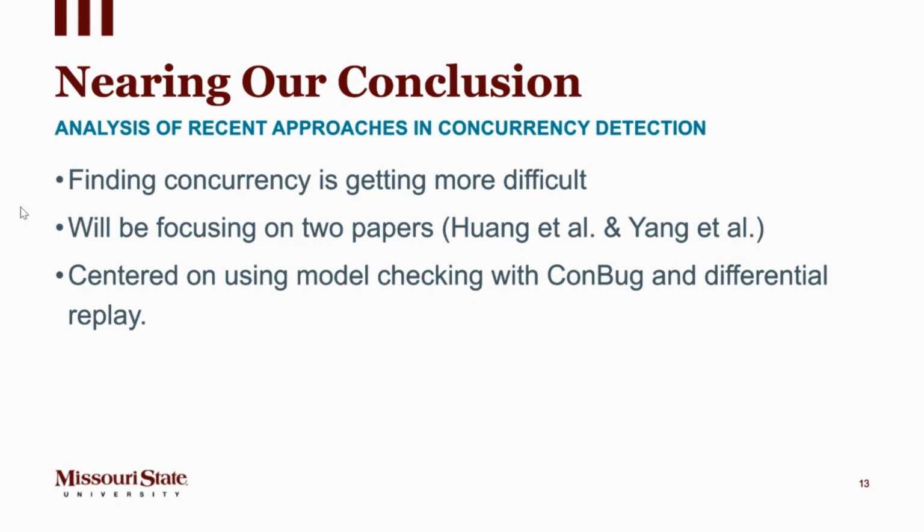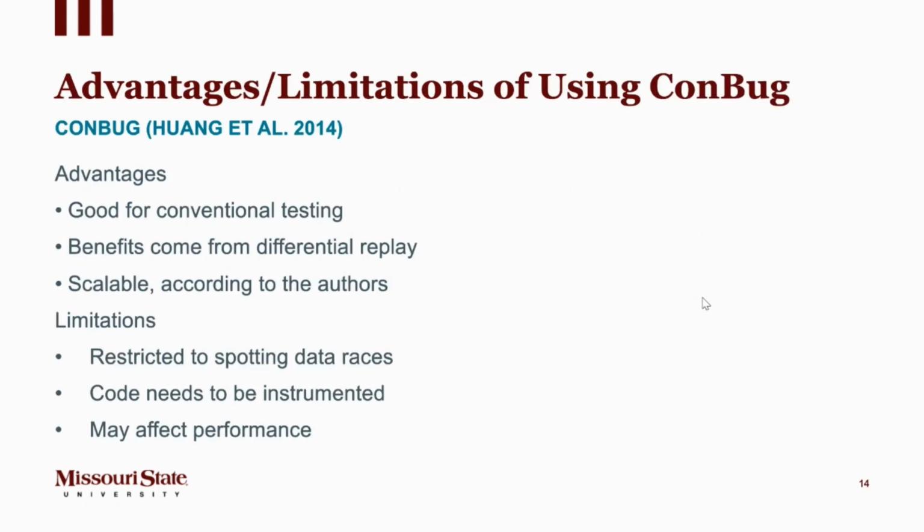We'll be analyzing two papers for our solution. ConBug, Detecting Concurrency Bugs Through Differential Replay by Wang et al., and A Model Checking Approach for Detecting Concurrency by Yang et al., to help find our solution to this issue. Our solution includes the use of the ConBug tool and differential replay. Now I'll be moving on to the advantages and limitations of these methods.